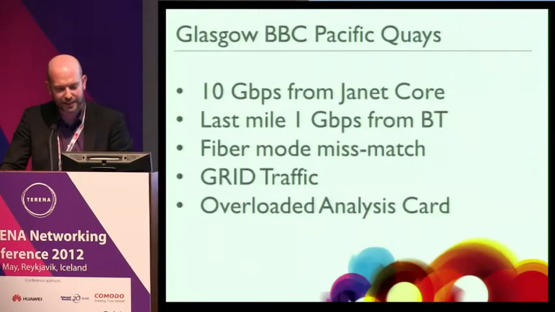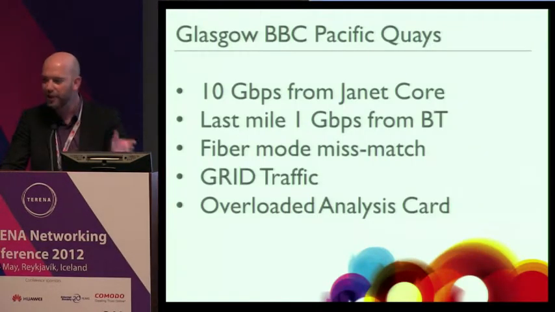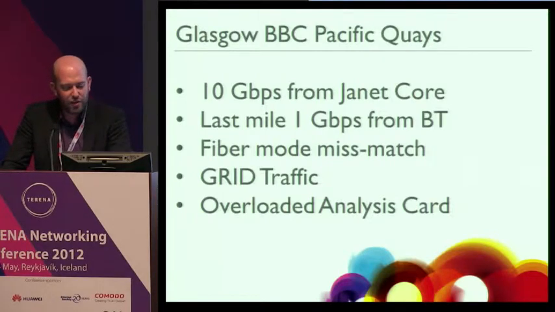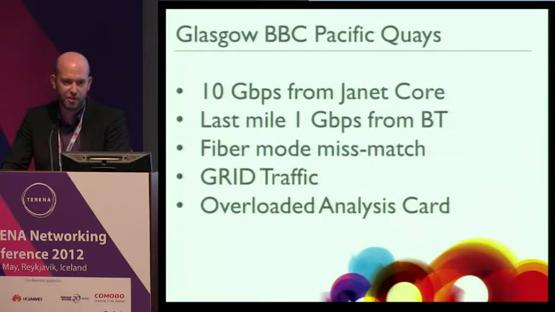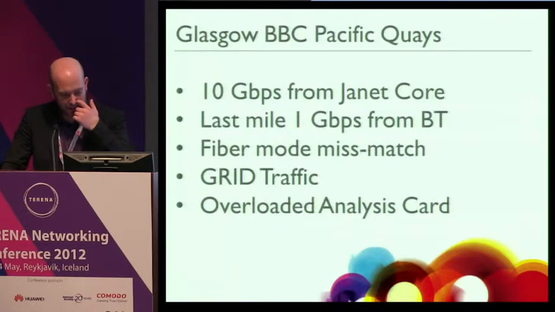The connection for Glasgow has been quite complicated. We've discovered a lot of niggling little things that you only really discover when you start using UDP transport, where every packet absolutely has to arrive in order. We've got a 10 gigabit connection from the Janet core to the local site, and then the last mile is provided by BT, which is 1 gigabit. Initially, we had some problems because the BBC thought their fibre in their building was a different mode to the one they specified, so that caused all kinds of problems. We then found an interesting issue with Grid.